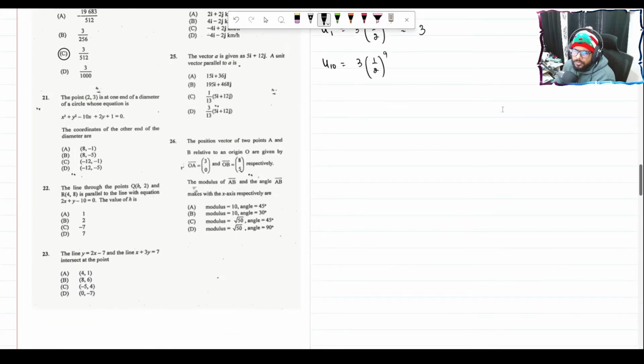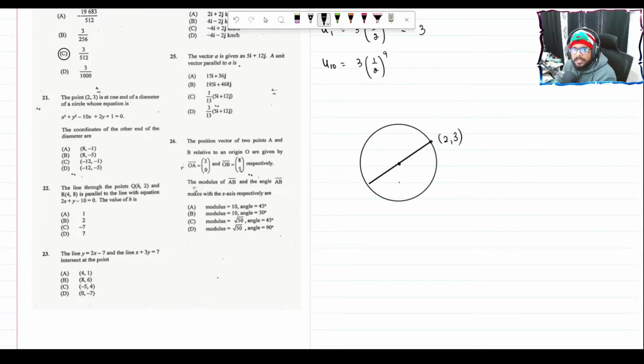The point (2, 3) is at one end of a diameter of a circle whose equation is this. The coordinates of the other end of the diameter are? Alright, so if you can't see it, draw it. There's a circle, and let me say this is my diameter through the circle, right? One end of the diameter is (2, 3). I don't know which end it is, right?